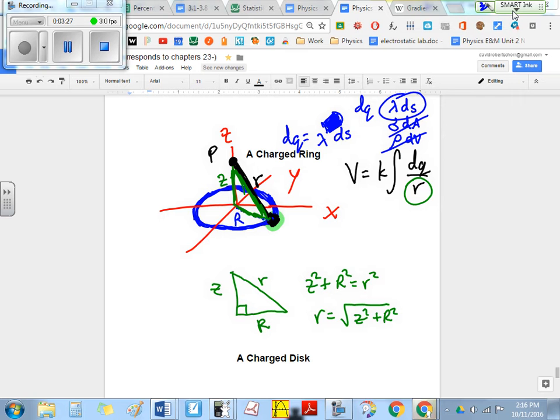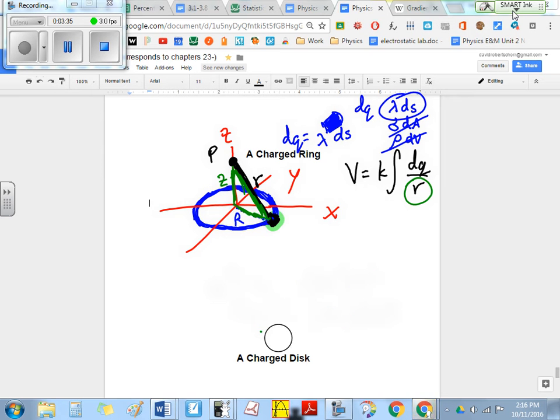Okay, it's time to rewrite the integral. Can I erase the green? Okay, I don't see any heads shaking or pencils rushing, so I think we're good. It's going to look like this. The voltage, the total potential, is going to be k integral of lambda ds over the square root of z squared plus big R squared.